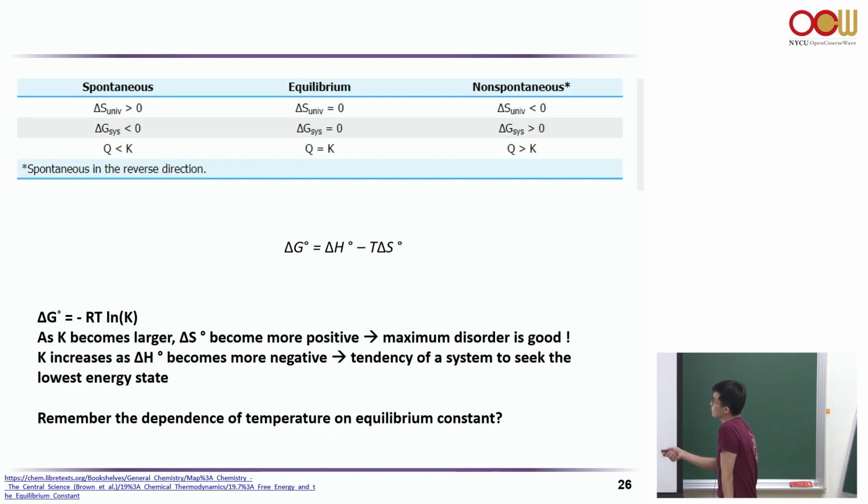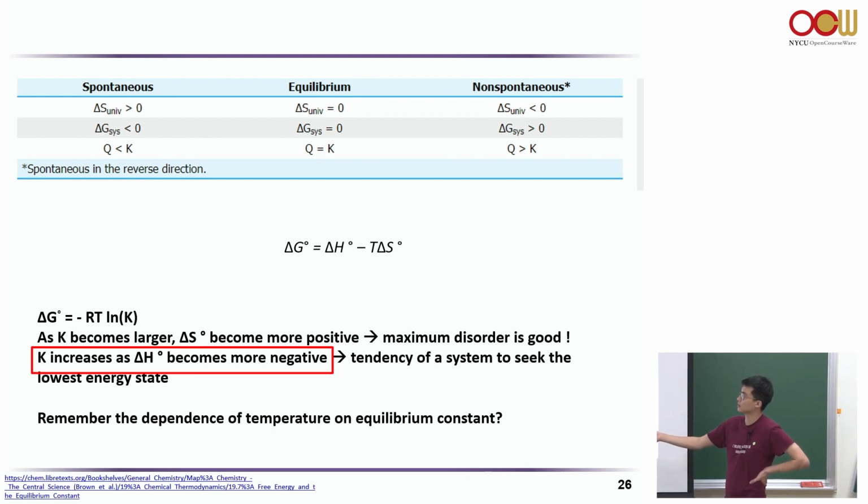So let's go back to this to think about the physical meaning. As K becomes larger, if we plug in this equation, your delta S will become more positive, right? And maximum disorder is good according to the laws of thermodynamics. So if K increases as delta H becomes more negative, what it means is that your system tends to go to lower energy. So remember the Gibbs free energy of formation?